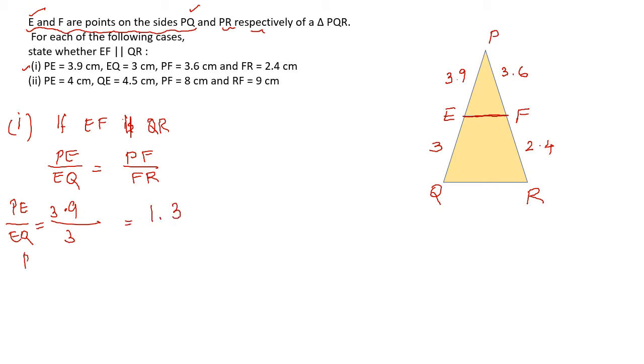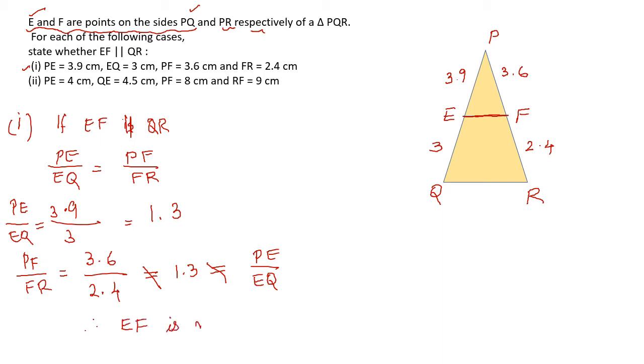Now if I find PF by FR, PF by FR is equal to 3.6 by 2.4. So is it equal to 1.3? It is not equal to 1.3, or it is not equal to PE by EQ. So these two ratios are not equal. Then what can you say? Therefore, EF is not parallel to QR. EF is not parallel to QR.